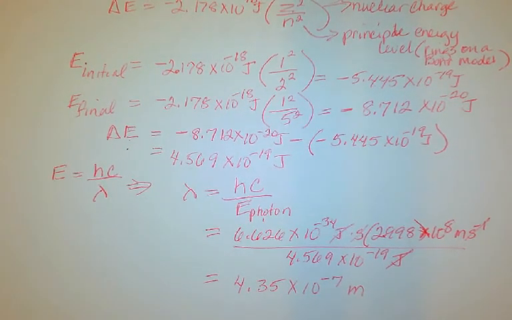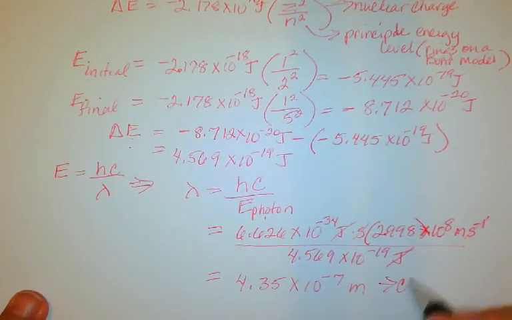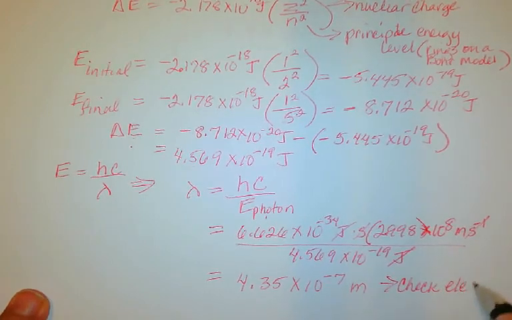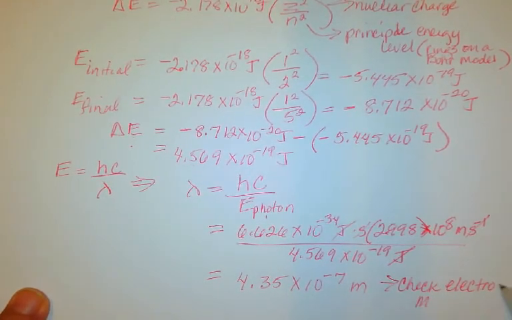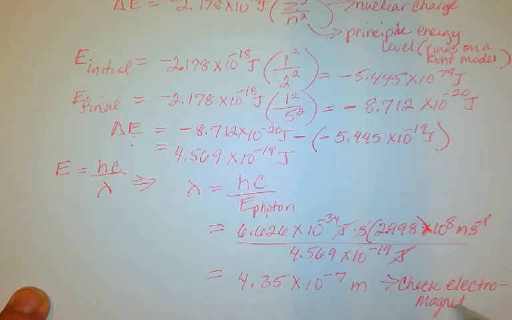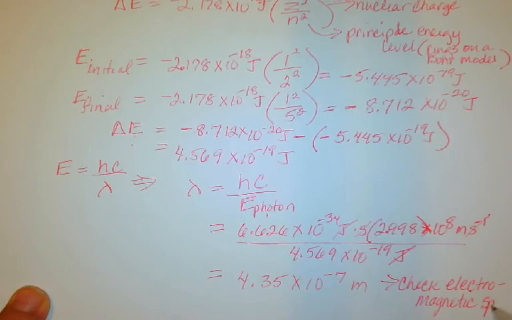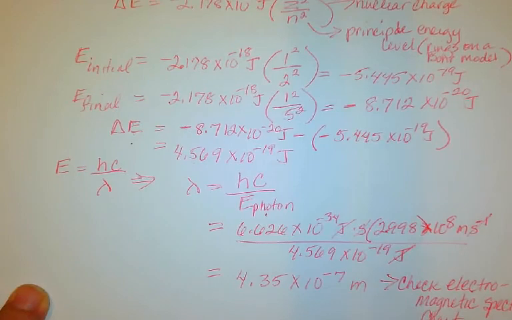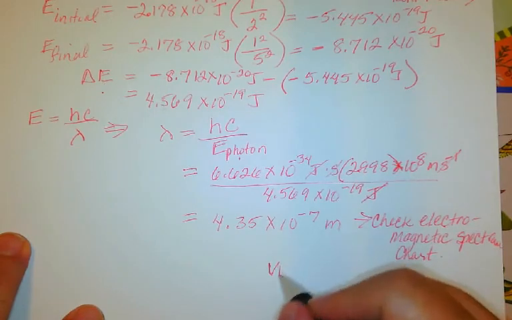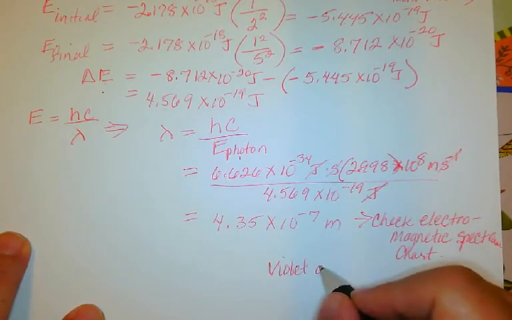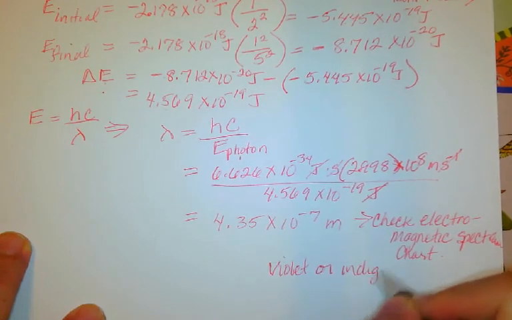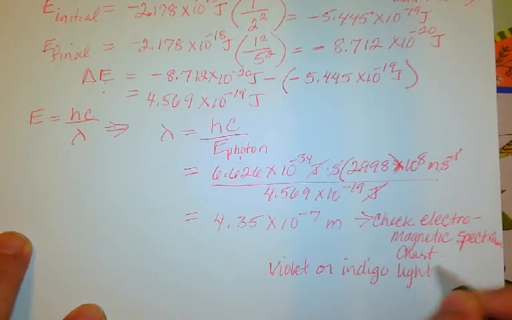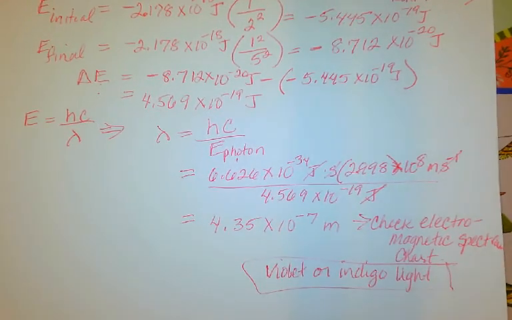Okay, then I go to the electromagnetic spectrum. So check the electromagnetic spectrum chart. And I see that that wavelength would fall in the range of, looks like it's probably violet or indigo light. And then that's my actual final answer.